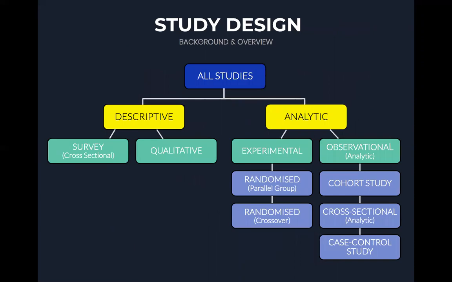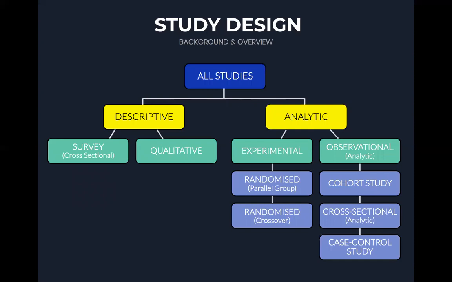So, as a general overview, we have quite a few different study designs that are used within different contexts. Studies can be more descriptive in nature, such as qualitative studies using surveys and interviews, for example. And then we have analytic studies, which are more quantitative in nature, which usually contain larger sample sizes and look at analysing data points between exposed versus unexposed groups.